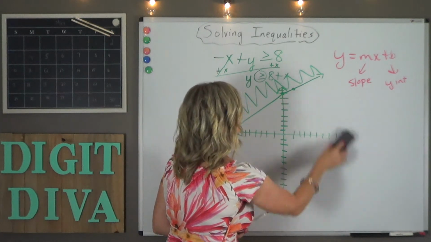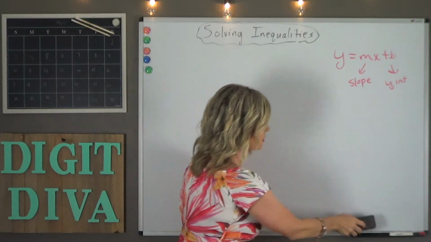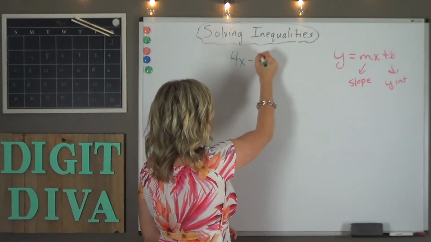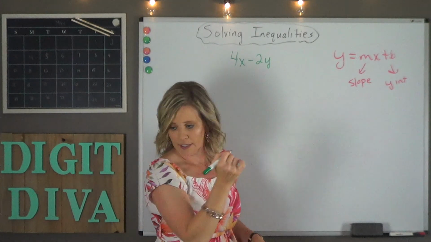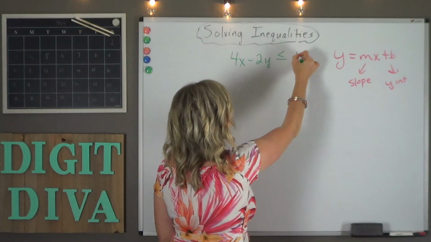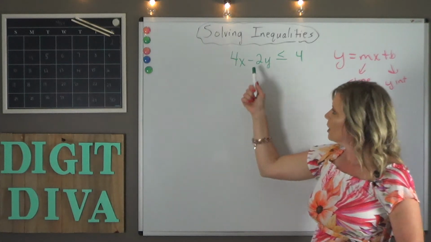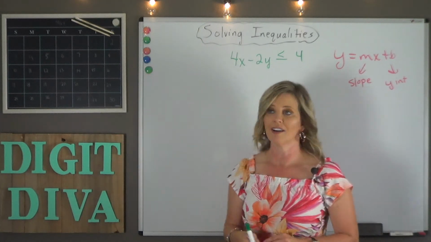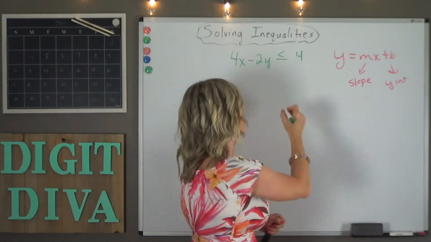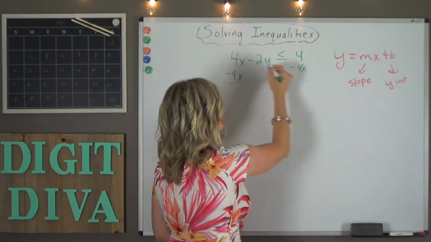We've got another one similar to that. Okay, let's look at our next example. We have 4x minus 2y is less than or equal to 4. Okay, so let's take a minute and look at this. This time I have a couple of numbers hanging out with y. I need to get rid of this 4x. It's positive, so I'm going to subtract it from both sides. Whatever I do to one side of the inequality symbol, I'll do to the next.